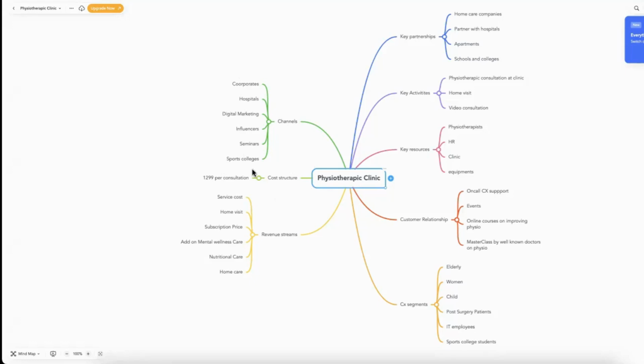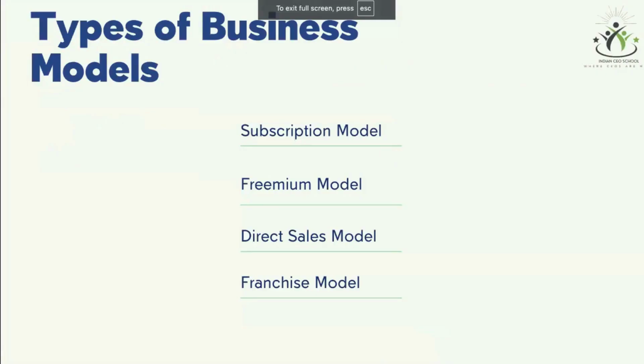Then the cost structure, we can start with 129 rupees per consultation. This can be for on demand, and also for the subscription packages we can create. So this way you have to create your own business model canvas. Now going to the next slide, that is types of business models.